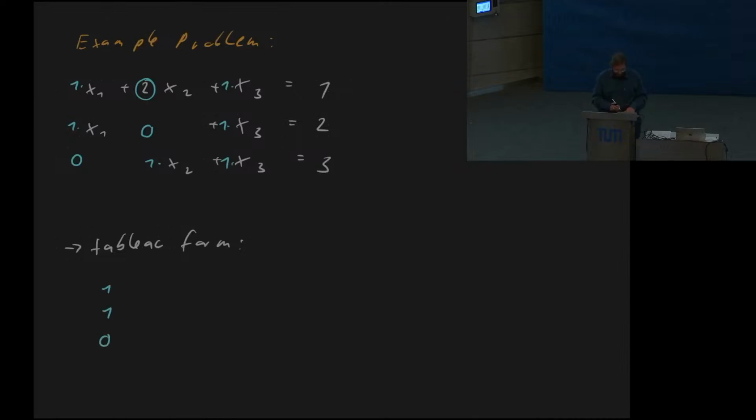The first row is 1, 1, 0. The second row is 2, 0, 1. And the last row is 1, 1, 1. Then we also have the right-hand side here, which is just 1, 2, 3. And to distinguish the right-hand side from the coefficients, we just draw a line like this in our tableau.